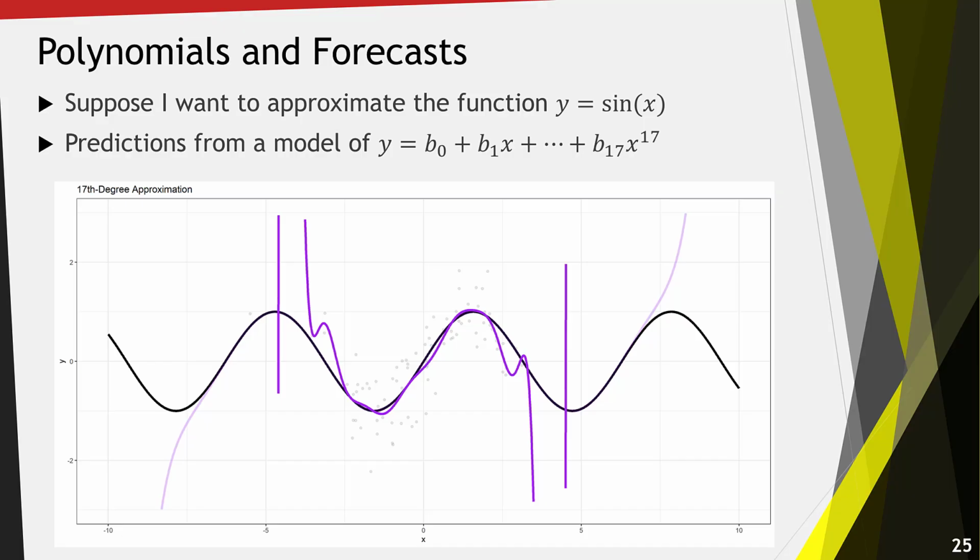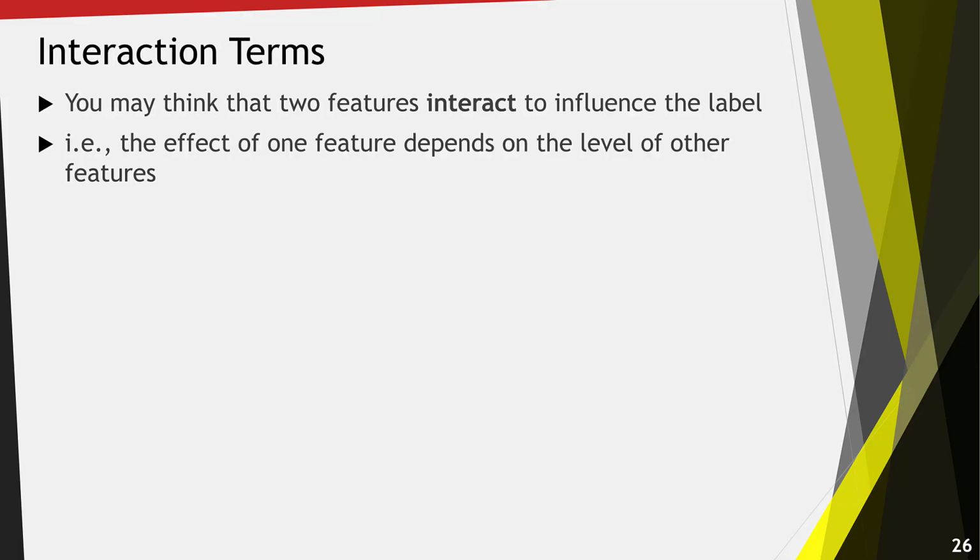This is a cautionary tale to warn you that if you include too many polynomial terms in your model, you might start getting some very odd predictions, particularly at the extremes of your data where you might not have very many observations. This is a specific example of a very general problem called overfitting that we'll deal with in some future videos. Another way you might modify your formulae is to include interaction terms.